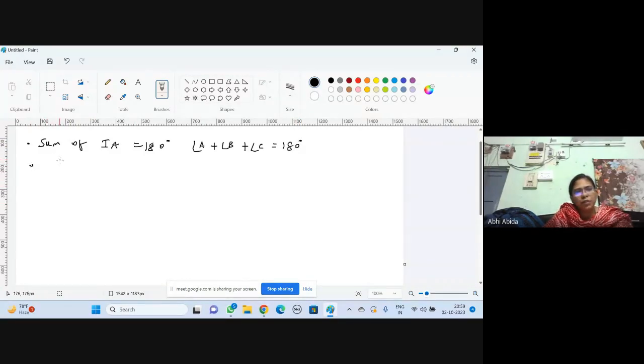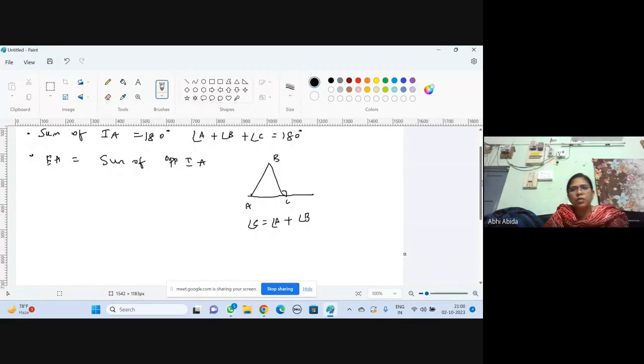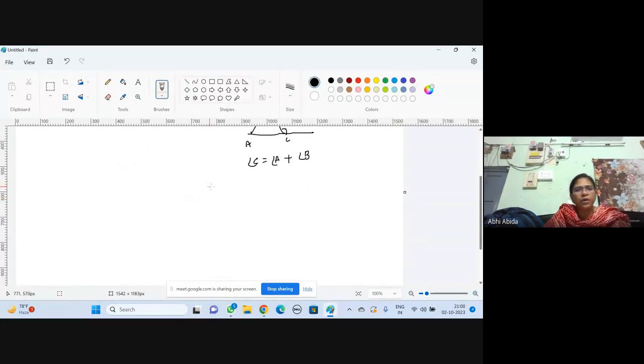And if you see the second property of the triangle, that is exterior angle. Exterior angle of a triangle will be equals to the sum of opposite interior angles. For example, consider this triangle here. Let it be the triangle A, B, and C. Let us say this C is an exterior angle. So angle C will be equals to the sum of opposite interior angles, that is angle A plus angle B.